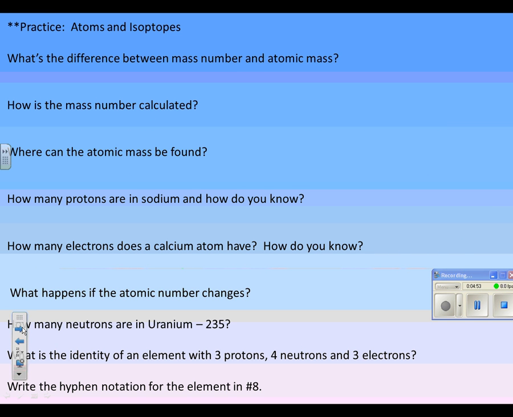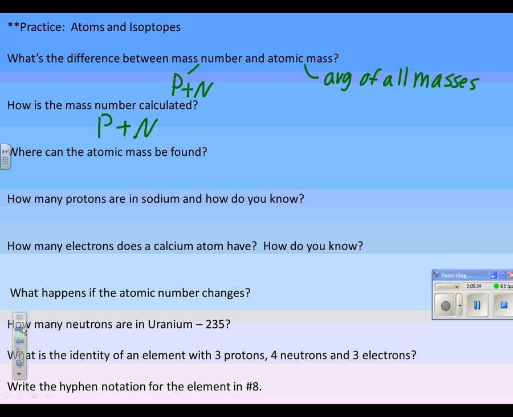So now here's your practice. Most of these you should be able to know. What is the difference between mass number and atomic mass? Mass number, what we just talked about, is protons plus neutrons. Atomic mass is the average of all the masses. Keep those separate in your mind. They are completely different. Sometimes they turn out to be the same, but most of the time they're different. How is the mass number calculated? We just talked about it. Protons plus neutrons. Obviously that's important since we asked you twice in a row.